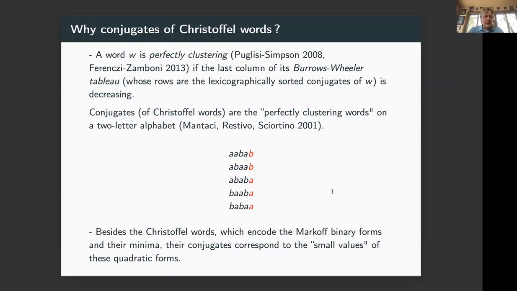Also, in the work of Markov, Christoffel words appear implicitly, and they parameterize the Markov binary forms and also their minima. And the conjugates of Christoffel words correspond to the small values of these quadratic forms. This is another work which I will not say more about. Now, this was the motivation for conjugates of Christoffel words.